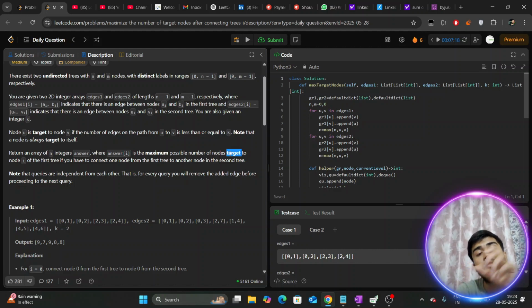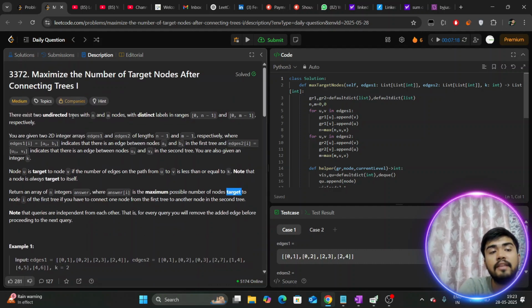So all the nodes we will consider from tree 1 only. Here you can see, return an array of n integers. N is pointing to the first tree only, and answer[i] is the maximum possible number of nodes target to node i of the first tree. So for every node of the first tree, we always have to give the maximum target you can achieve.